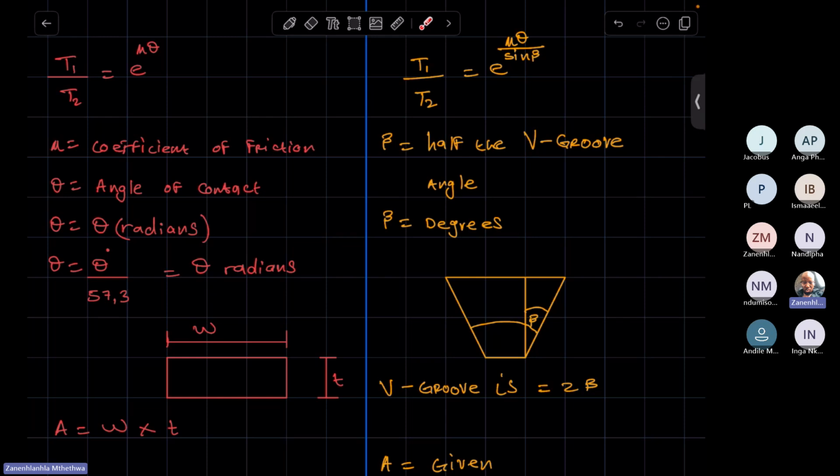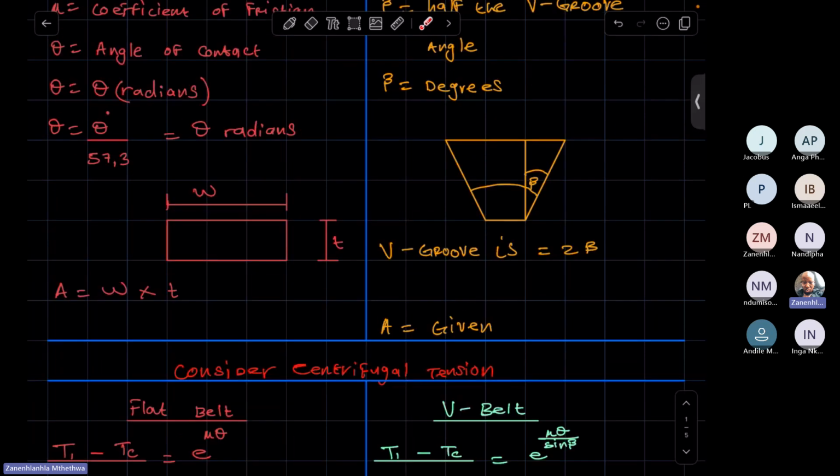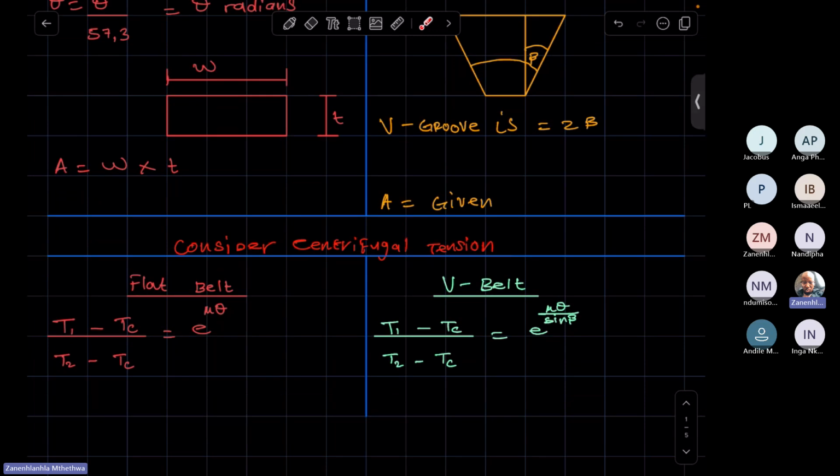Now, beta, half the V groove angle, we use in terms of degrees, because essentially we're not looking at angular motion. So beta is used in degrees, theta is used in radians. And then the area of a V belt you will be given. And then we get what we call centrifugal tension.